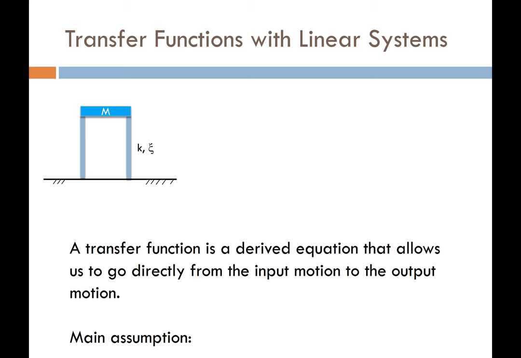So you recall when we talk about single degree of freedom systems, this is a little more realistic looking single degree of freedom system, but it really is the same thing as our lollipop. With a single degree of freedom system, we have some stiffness, K, and we have some damping. A transfer function is an equation that allows us to go directly from the input motion at the base all the way up to what the output motion would be in our single degree of freedom system, or what the motion would be in the mass. Thus, by way of review, the peak motion from the mass would be the response spectrum from the input motion.